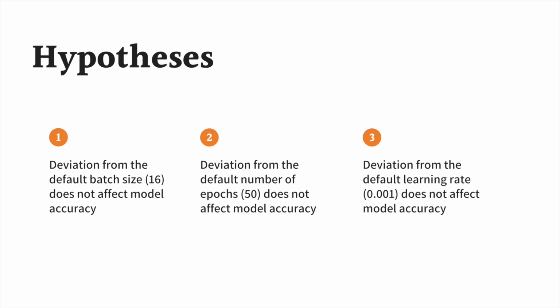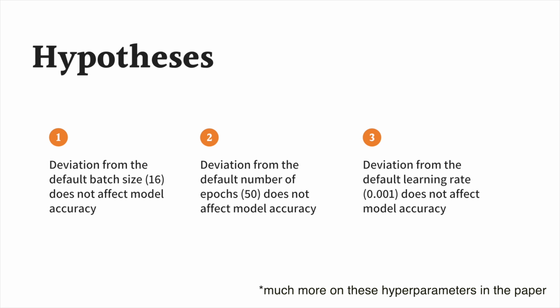So my three hypotheses were, one, that the deviation from the default batch size, which is one of the parameters, does not affect model accuracy. Batch size is essentially the number of images in each iteration of training.